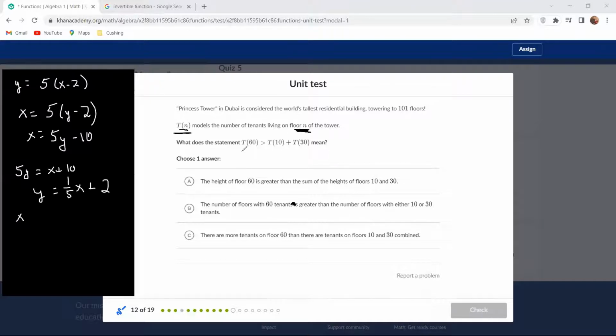What does the statement T of 60 is greater than T of 10 plus T of 30 mean? Basically it means that the amount of tenants that live on the 60th floor is greater than the amount of tenants that live on the 10th floor plus the amount of tenants that live on the 30th floor. So let's find that answer. This is talking about the heights of the floors. Don't care. We only care about the tenants, to be honest. So C has got to be right. There are more tenants on floor 60 than 10 and 30 combined. That sounds pretty similar to what I said.